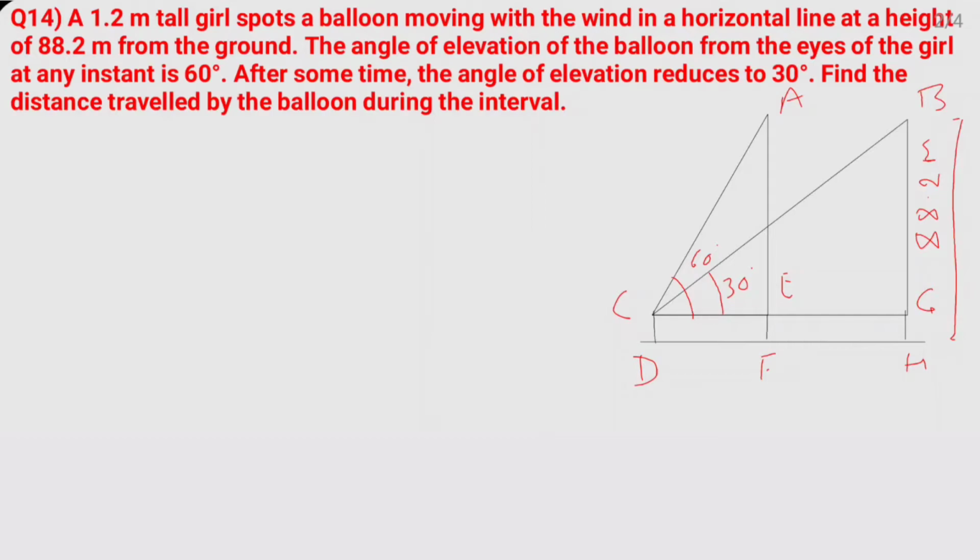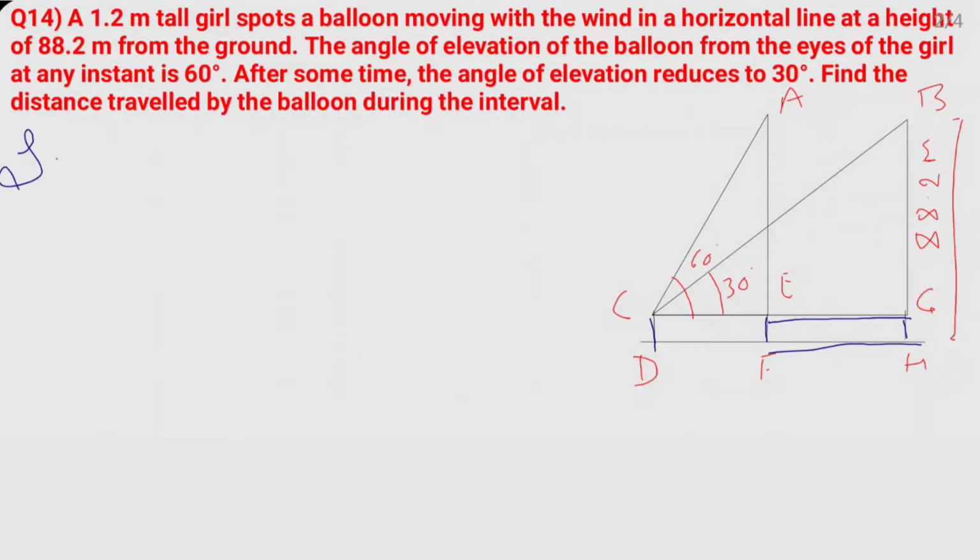Look at the figure redrawn here. Here CD is the height of the girl, and A is the initial position of the balloon, changed to B after some time. So here we want to find out the distance traveled by the balloon during the interval of time. It means we want to find out EG. And here CD equals EF and GH. These three are equal to each other.